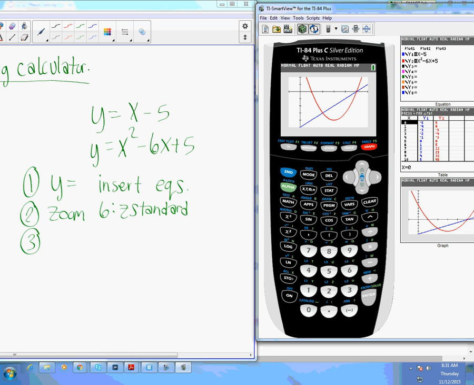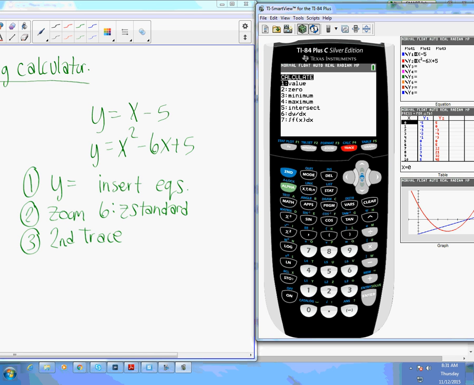So we're going to select calc, but since it's in blue, or when we have it in yellow, we have to hit the matching color first. We have to go second trace. Second trace. And you get a list of options.